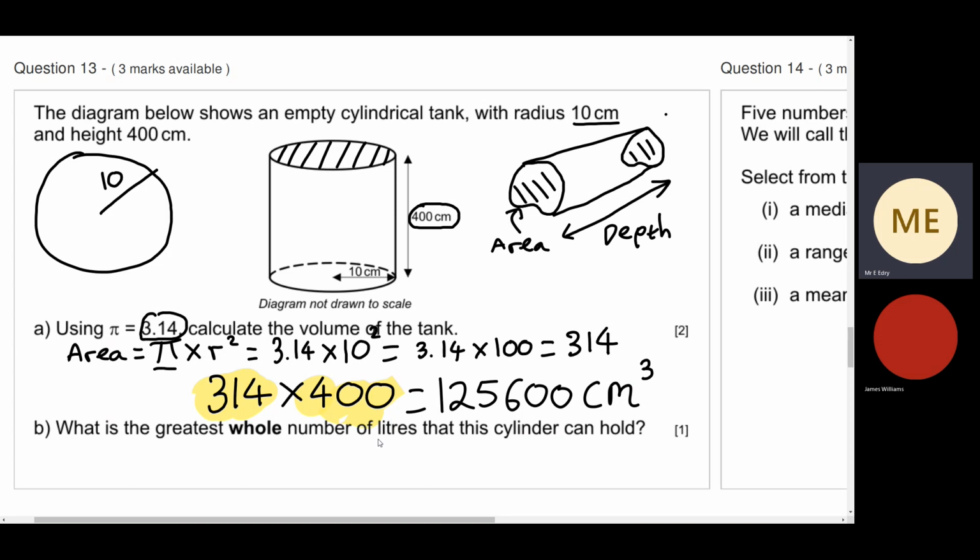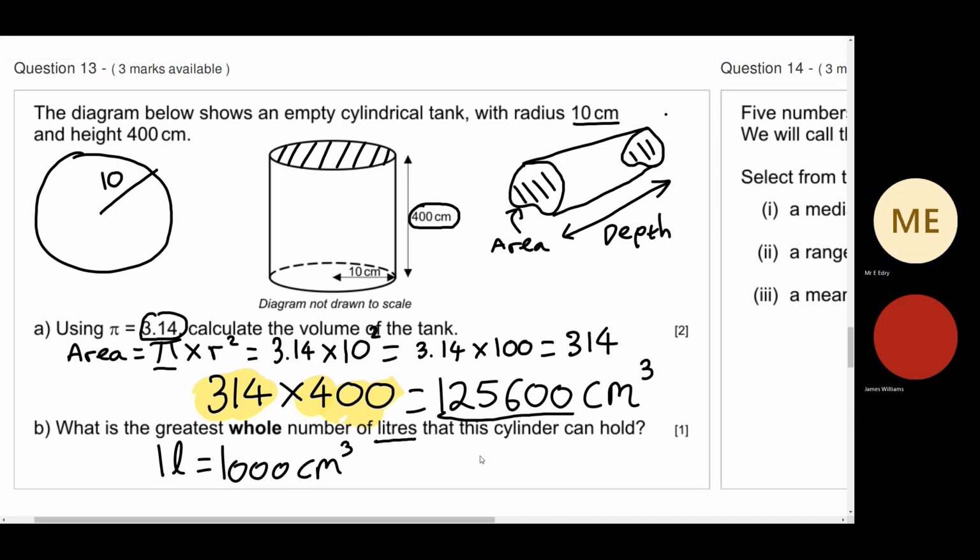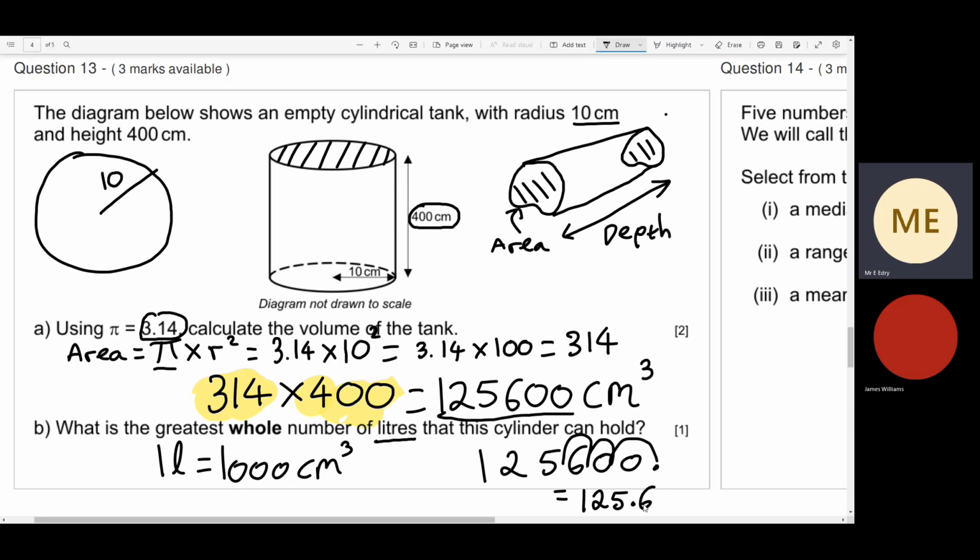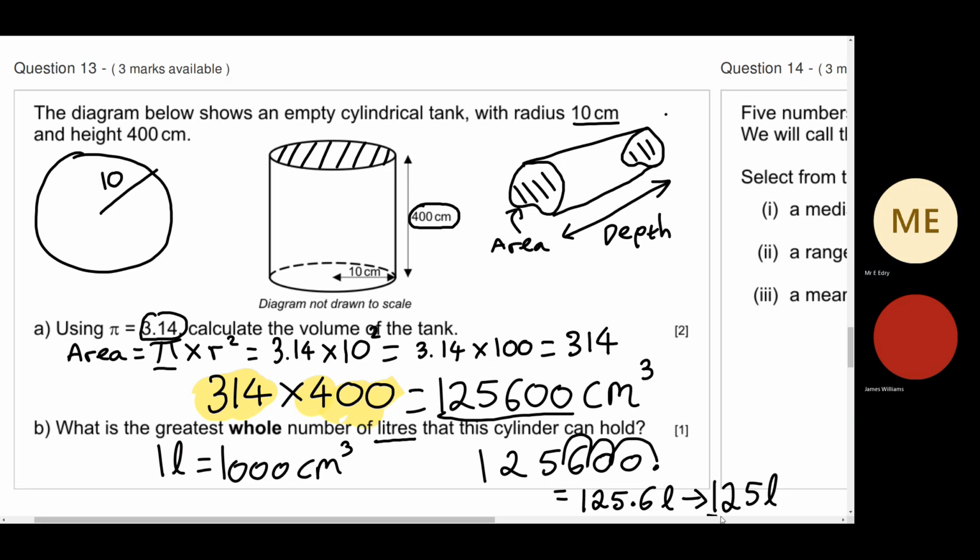Now, for B, they're talking about litres. So we need to remember how many centimetres cubed make up 1 litre. Do you remember how many centimetres cubed are in a litre? Nearly, it's really close, it's actually 1,000. So 1 litre is 1,000 centimetres cubed. To change this into litres, I need to divide it by 1,000. So the decimal, which is at the end of the number, will go back 3 places: 1, 2, 3, giving me 125.6 litres. Now, because they want the greatest number of whole litres, it's only going to be 125, because in this question they can't have 0.6 of a litre.